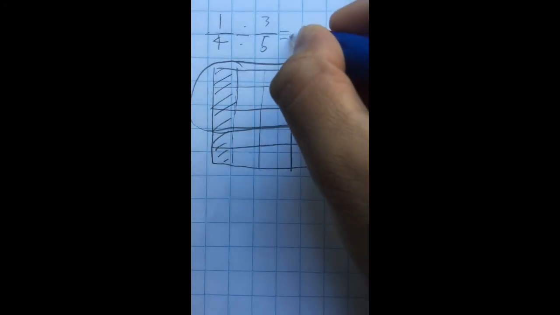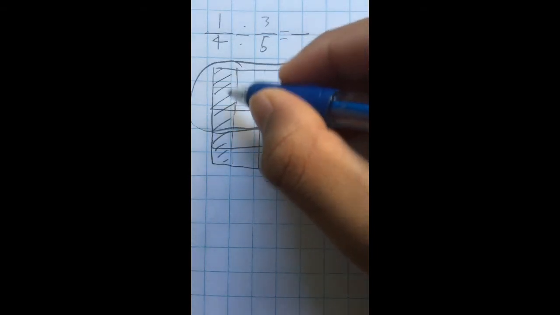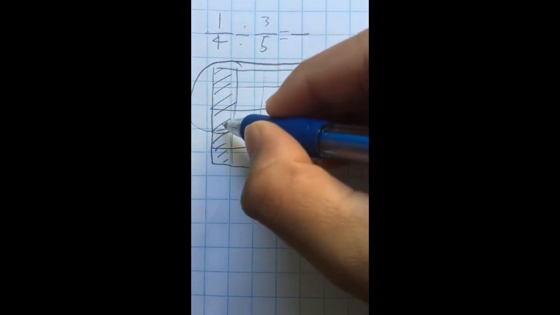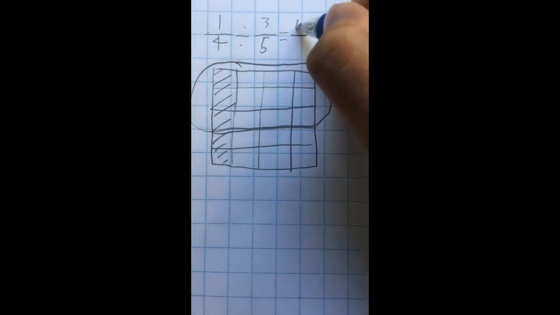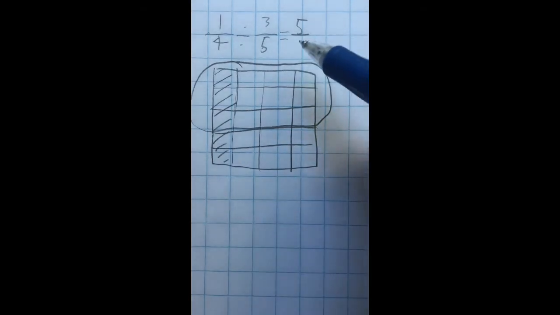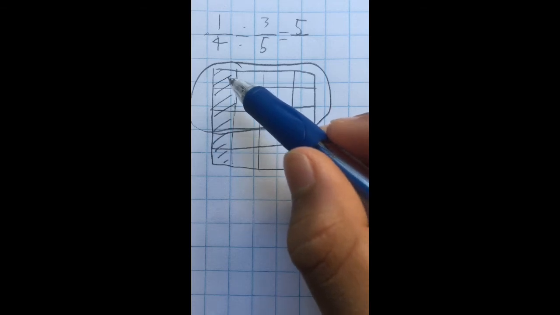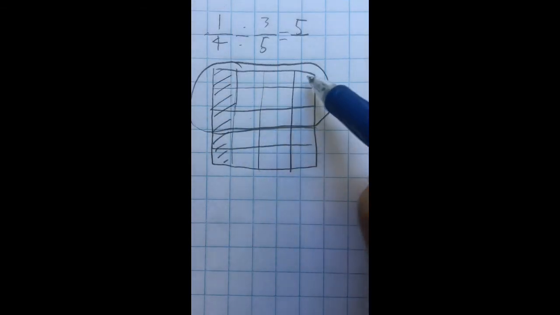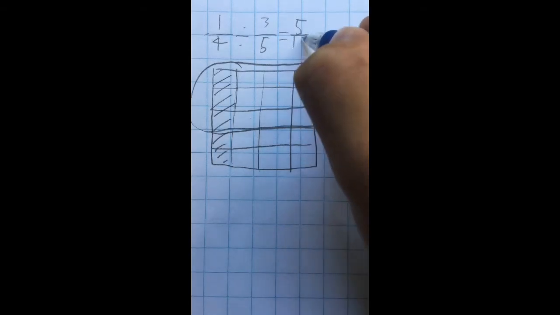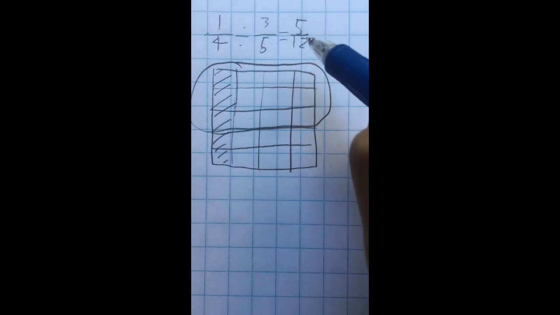The answer to this question will be the number of shaded parts, so the squares that are shaded, 1, 2, 3, 4, 5. That will be the numerator, so 5 is the numerator. And the denominator will be the amount of boxes that are circled, so it's 1, 2, 3, 4, 5, 6, 7, 8, 9, 10, 11, 12. And there, the answer to 1/4 divided by 3/5 is 5/12.